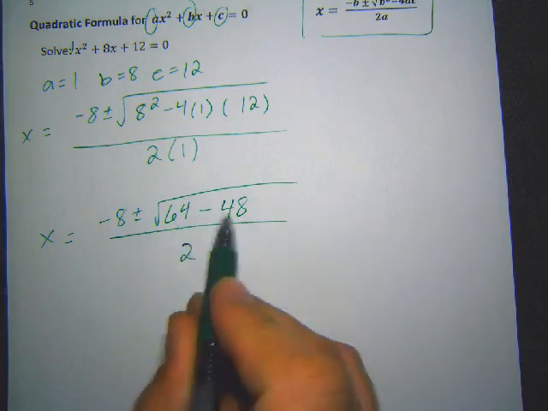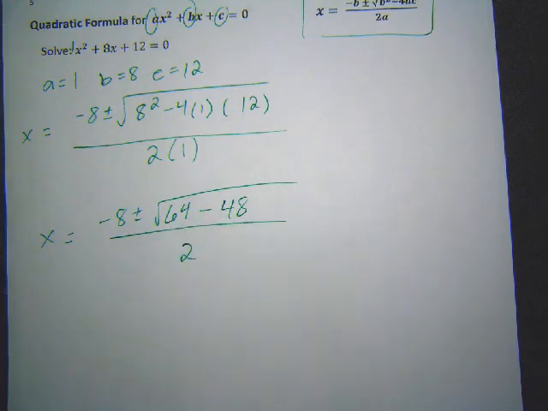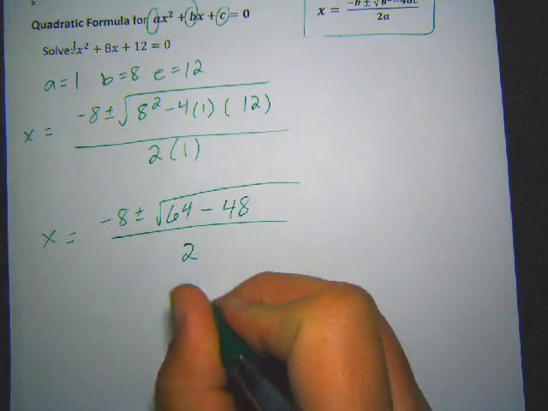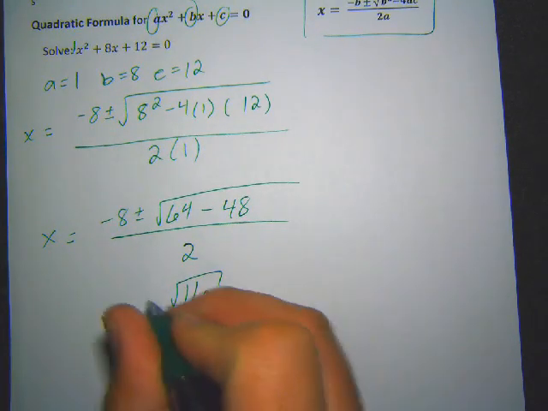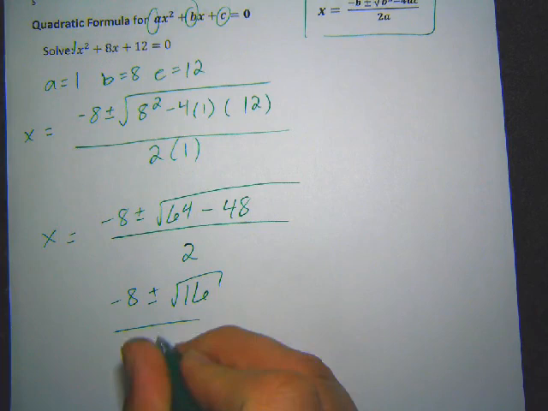We can do subtraction, right? 64 minus 48, that will solve. So 64 minus 48, I believe it's 16. So we should get 16 in there. Plus or minus negative 8 all over 2.